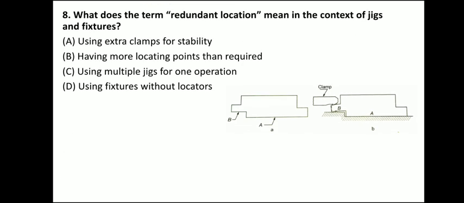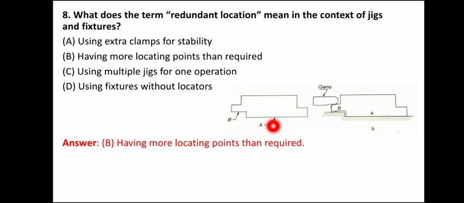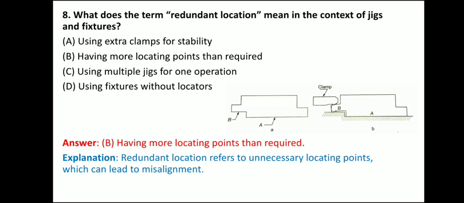Next question: what does the term redundant location mean in the context of jigs and fixtures? The answer is having more locating points than required. So having more locating points than required is known as redundant location. Here you can see it is clamped with the help of this clamp and it gets damaged. So redundant location refers to unnecessary locating points which can lead to misalignment. So job जो है properly align नहीं रहेगा, unnecessary आपने इसे यहाँ पे clamp कर लिया है.